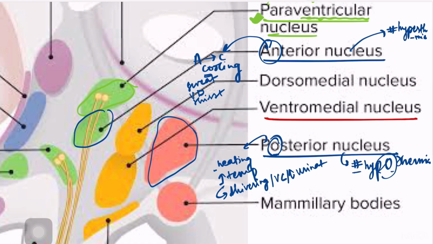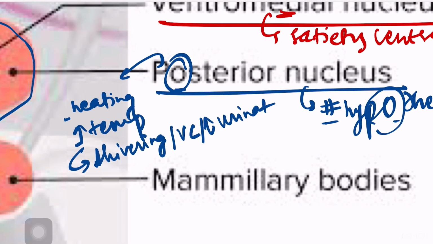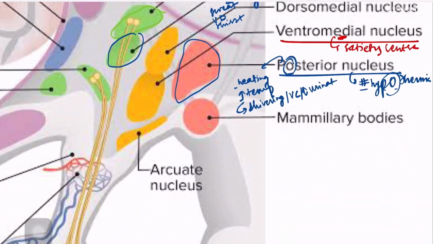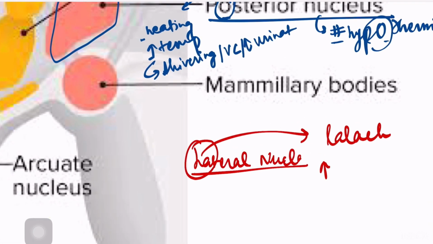Ventromedial nucleus causes satiety, right? It's a satiety center. Similarly, if we have a ventromedial, we have a lateral nucleus. Now the lateral nucleus, L for lateral, L for laalach, greed, meaning it increases the eating, hunger and everything, and also it's the site for thirst.